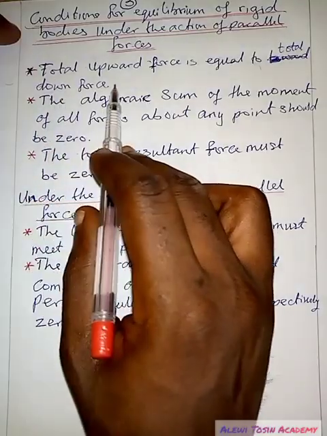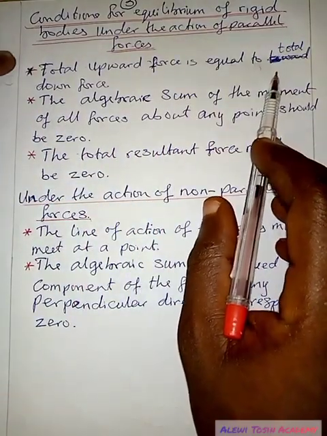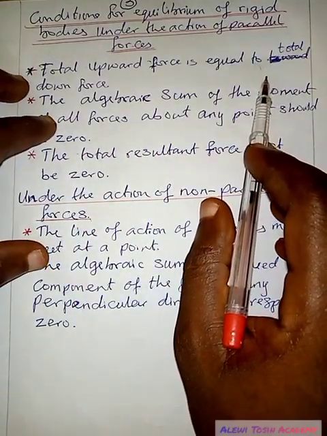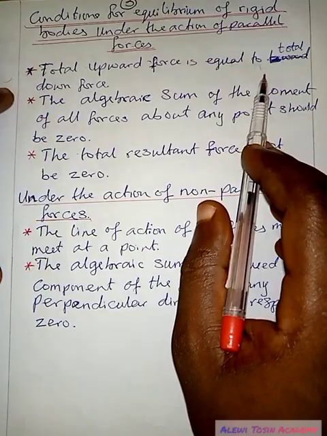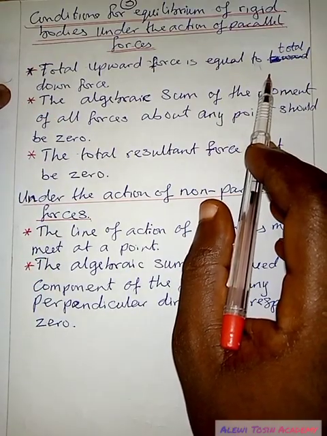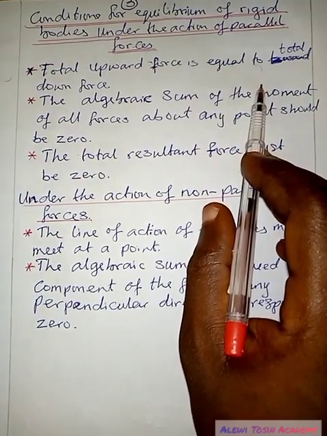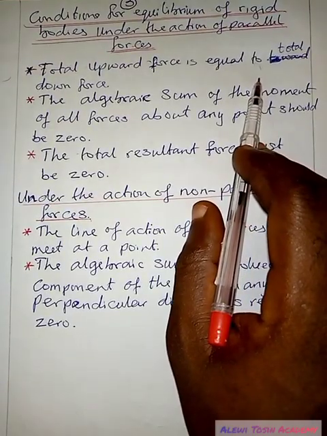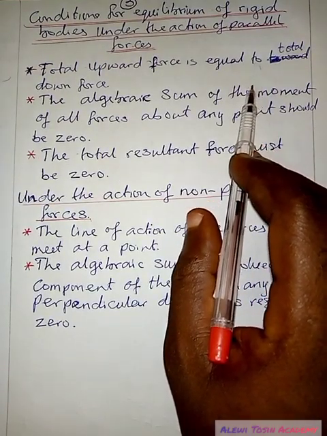One, total upward force is equal to total downward force. The total upward force must equal the total downward force. This is telling us that the total forces in one direction are equal to the total forces in the other direction.